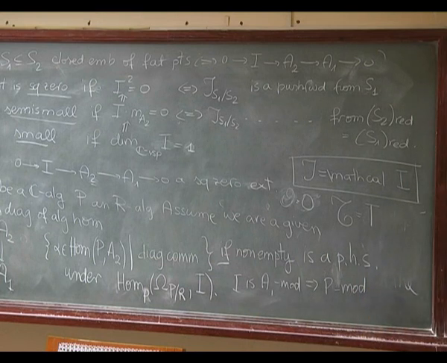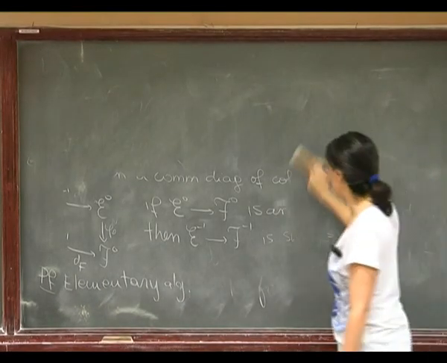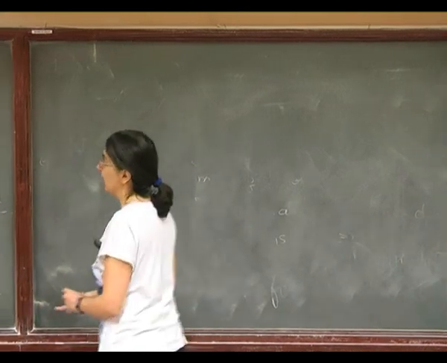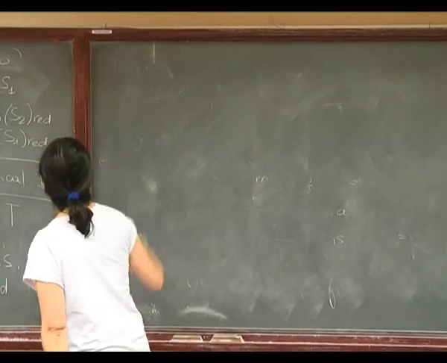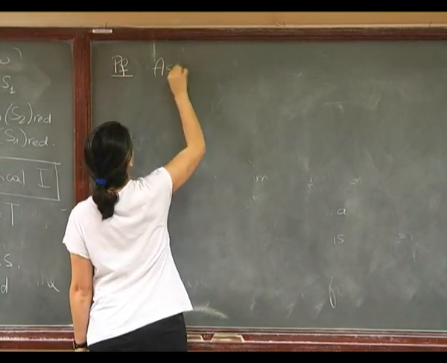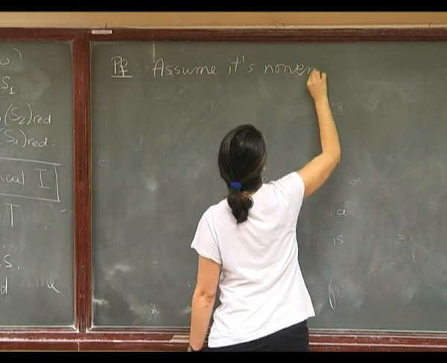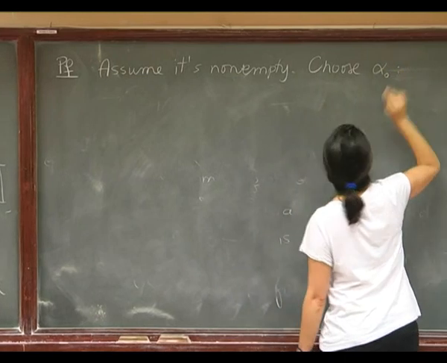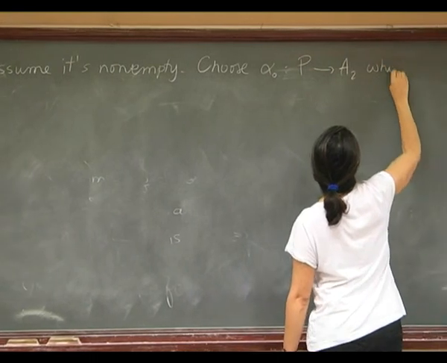And this is kind of the basic idea of how the cotangent sheaf plays a role when you work with square 0 thickenings, and the proof is very easy. So assume that it's non-empty, because if it's empty, there is nothing to prove. So choose an alpha 0 from P to A2, which makes the diagram commute.